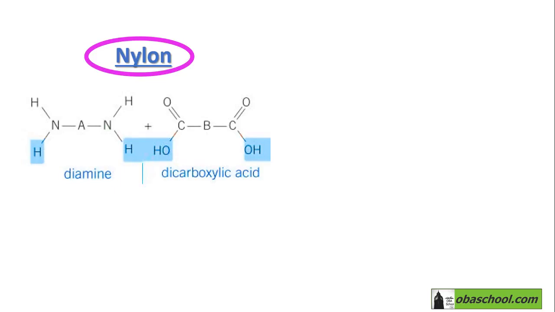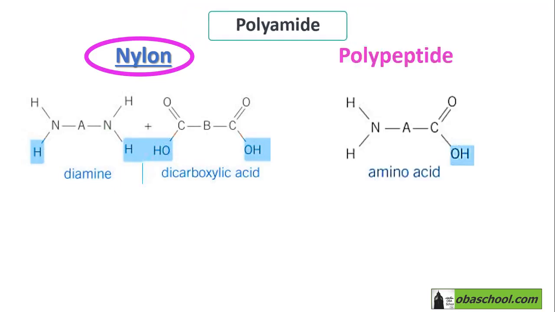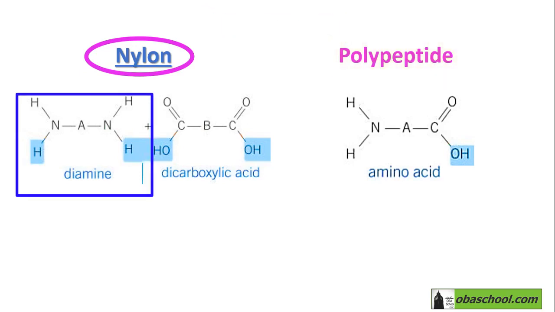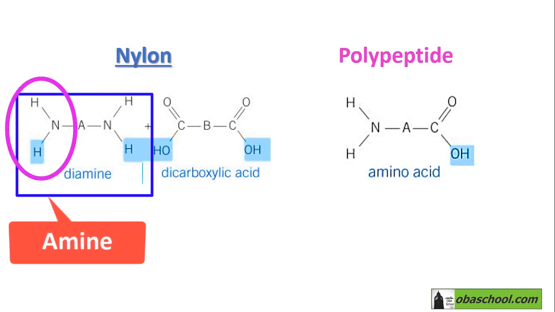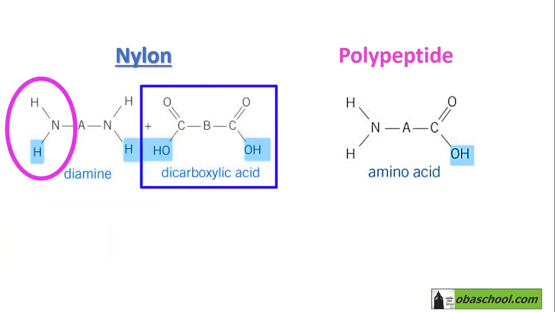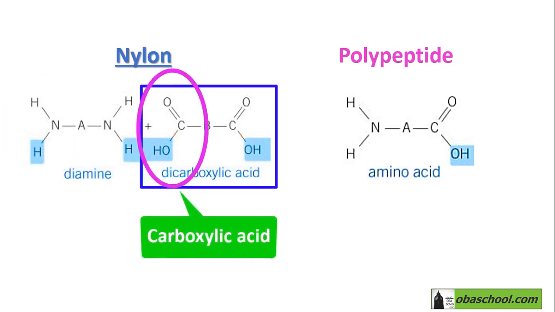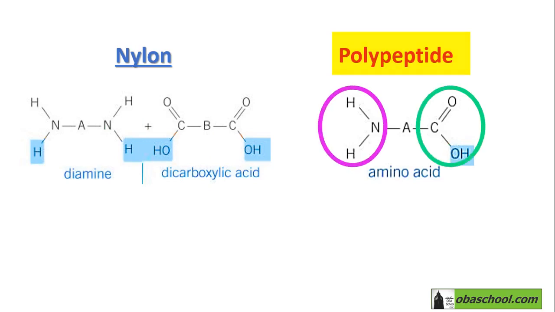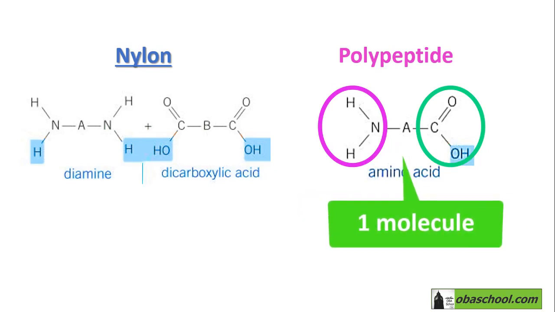Nylon, which we have seen in the previous video, is an example of a polyamide, but it is different from the polypeptide because nylon comes from a diamine, which has the amine group alone, and a dicarboxylic acid, which has the carboxylic acid group alone. However, a polypeptide comes from an amino acid which carries both functional groups, the amine group and the carboxylic acid group, in one molecule, which is the amino acid. This is how they are different from each other.